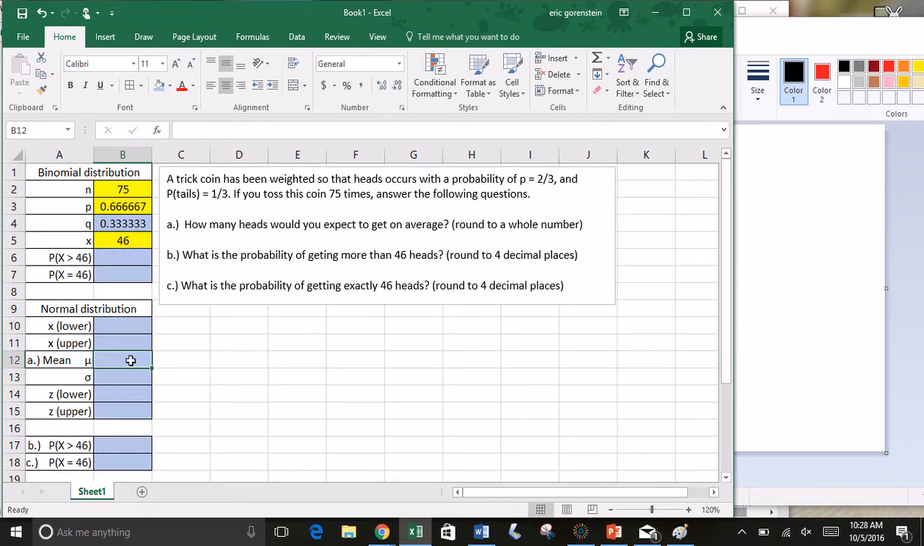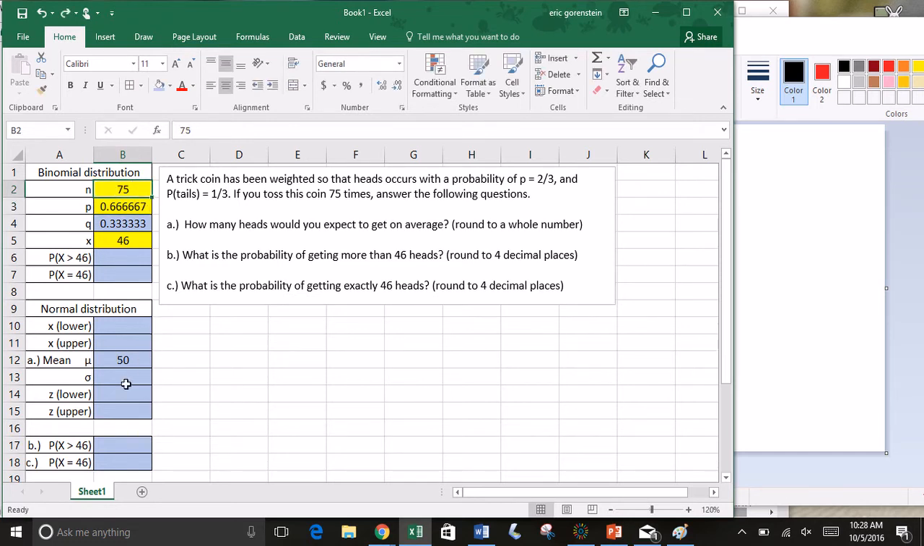So I have already in cells, these two yellow cells here, B2 and B3, I have n and p. So for the mean, I'll say that's equal to this location for n times this location for p. Now this is saying the mean is equal to n times p, and if I change the n, if I change the 75 to, let's say, 120, it updates the mean for me. So let me go back to 75.